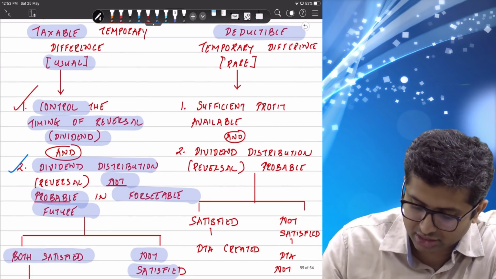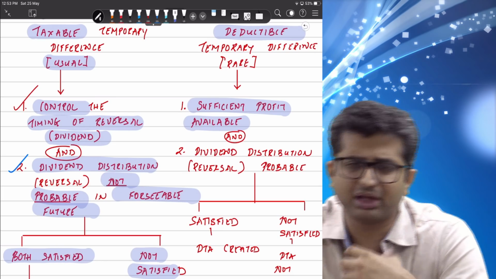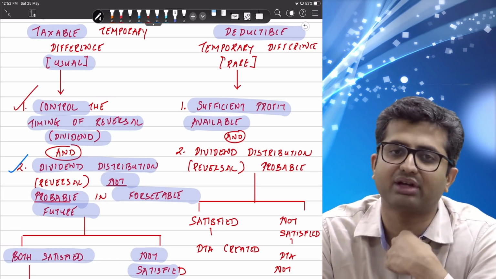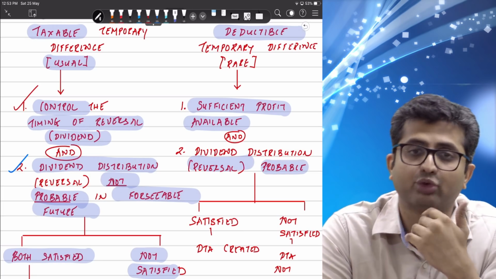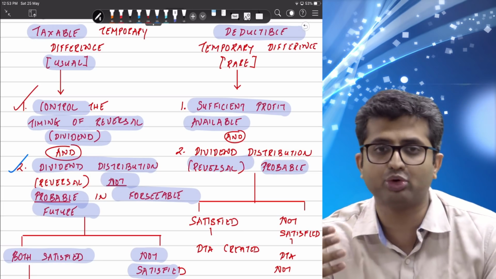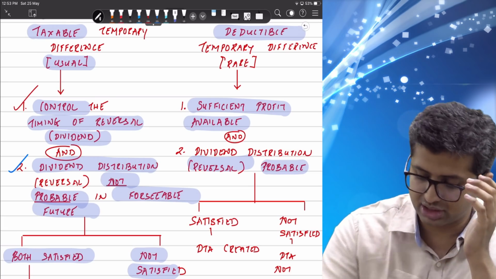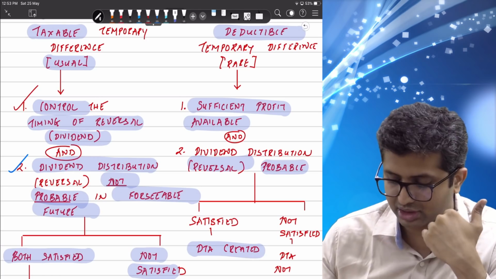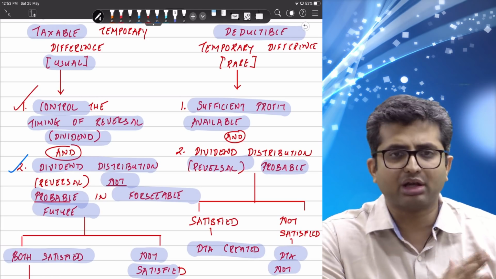So over here, there is a necessity of sufficient profit being available. If there is sufficient profit, that is when you can utilize the tax benefits. At the same time, the reversal should be probable in this case. If a reversal, that is a dividend, is distributed, that is when the reversal will happen. So if a reversal is probable, DTA is created. If it is not probable, DTA is not created. Okay, so that largely takes care of it.